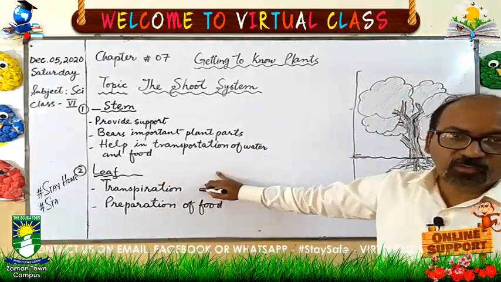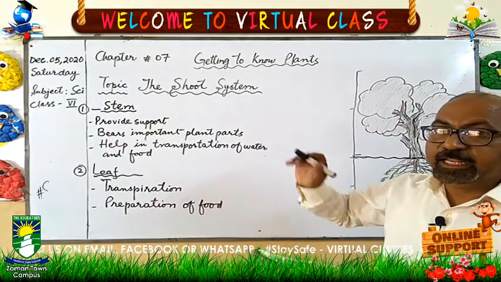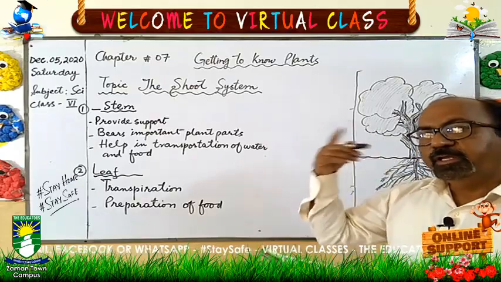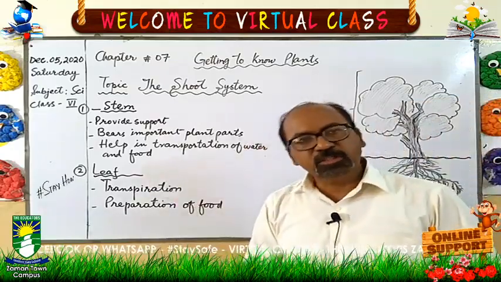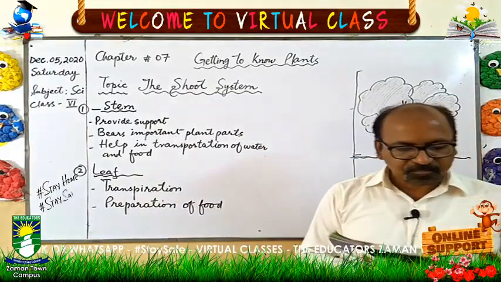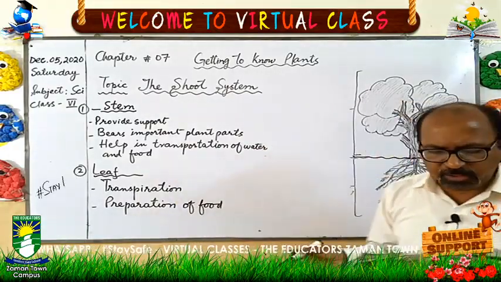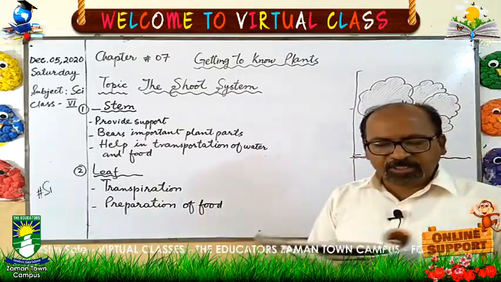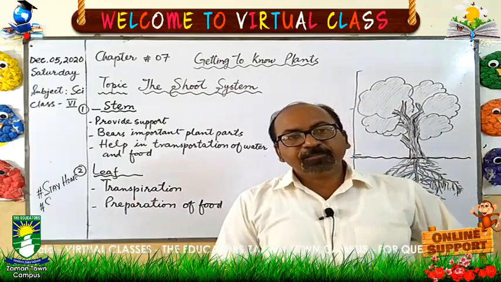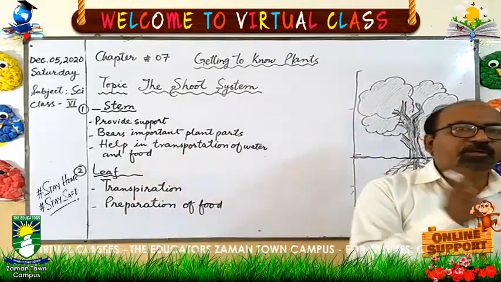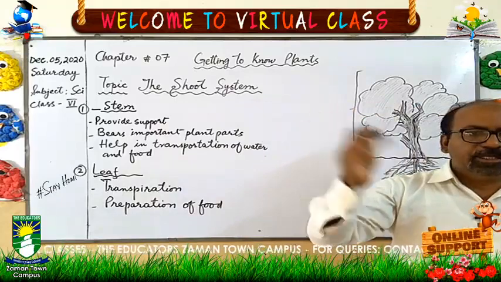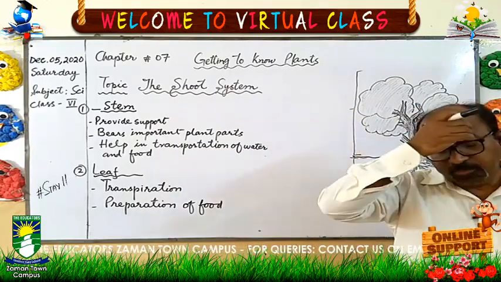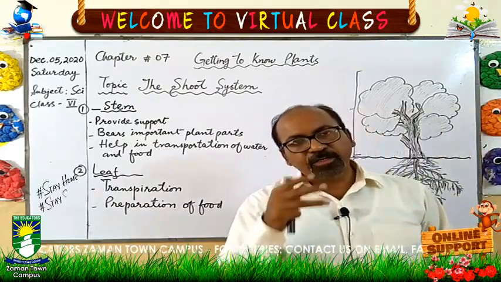Now you have understood what transpiration is? When the leaves leave the water into the environment, this process is called transpiration. It's a continuous flow of water through the plants from the roots to the leaves. This is called the transpiration system. Normally we cannot see the water evaporating or leaving the leaves. But today you can do the experiment.